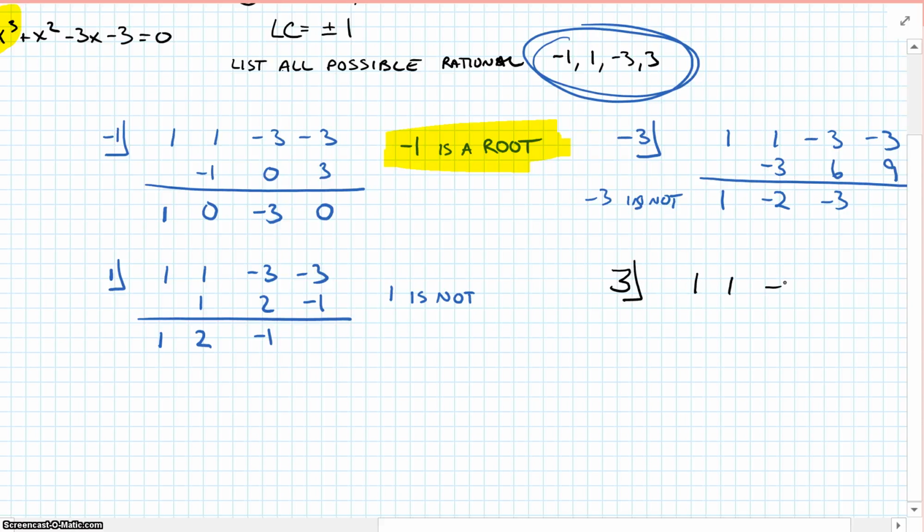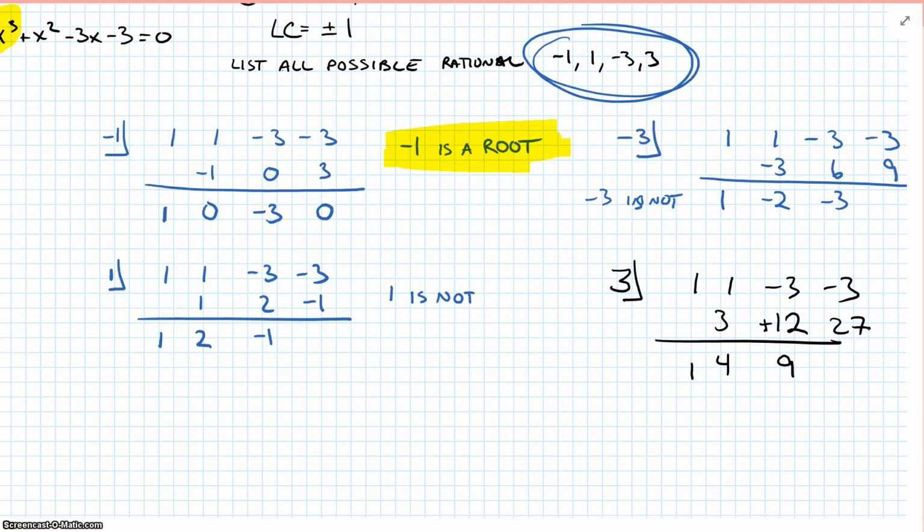So I got 1, 1, negative 3, negative 3. Drop the first one, 1. 1 times 3 is 3. Add those together, 4. Multiply that, you get positive 12. You get 9, 27. Again, that's not going to work. So negative 1 is the only root.